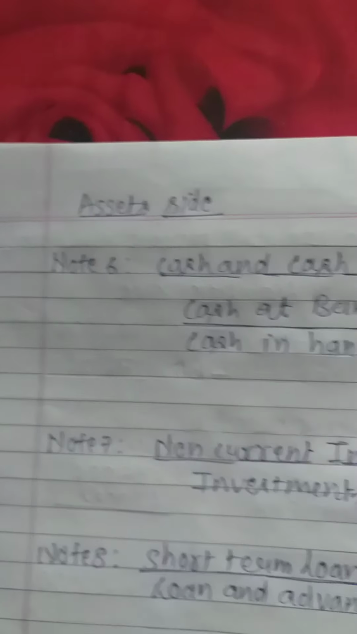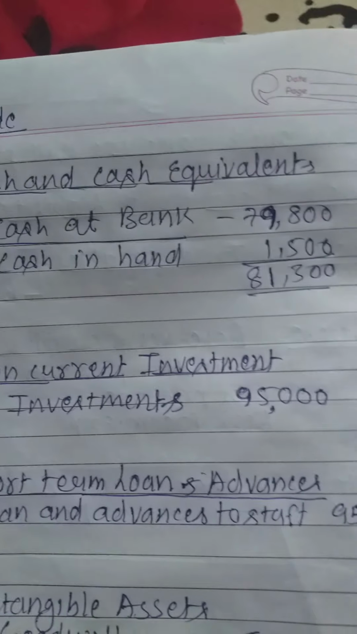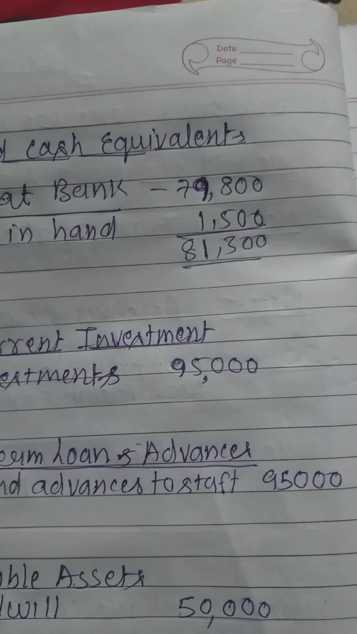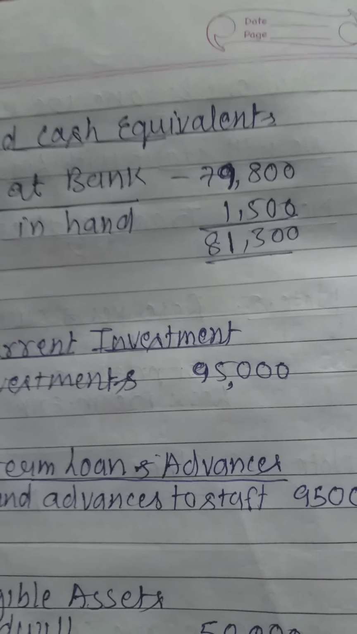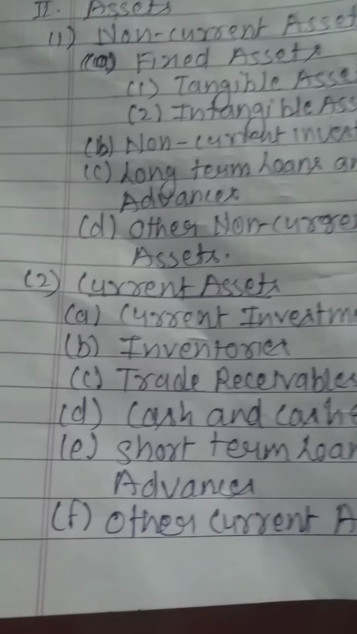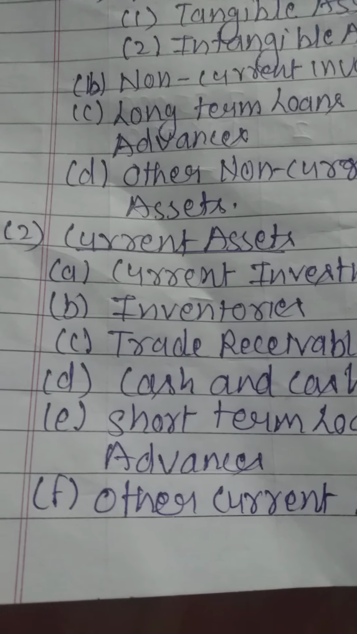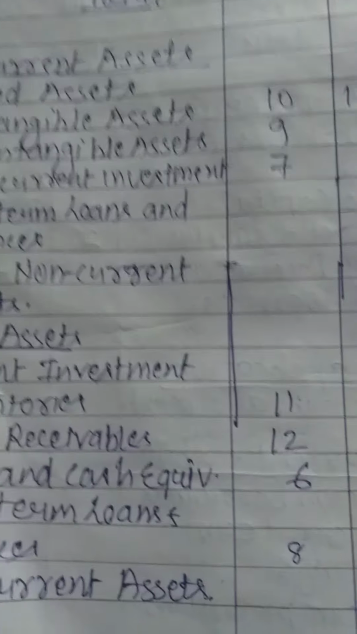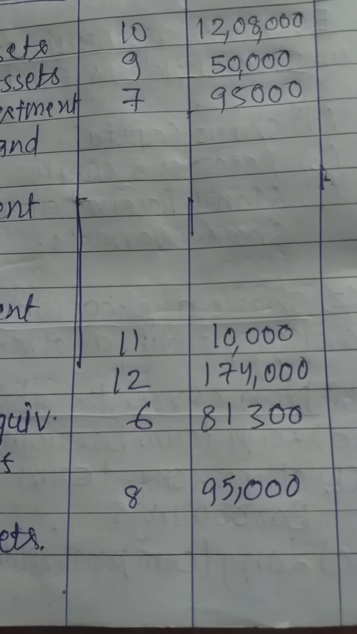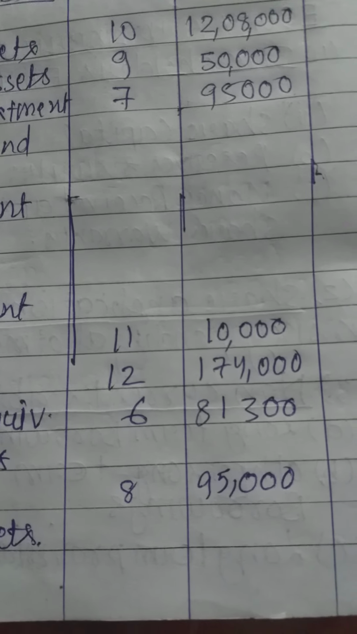Now note number 6, cash and cash equivalent. Cash at bank has been given to you, 79,800. Cash in hand has been given to you, total amount is 81,300. Cash and cash equivalent is a part of current assets. Heading number D, cash and cash equivalent. Through note number 6, what you have to write? 81,300.